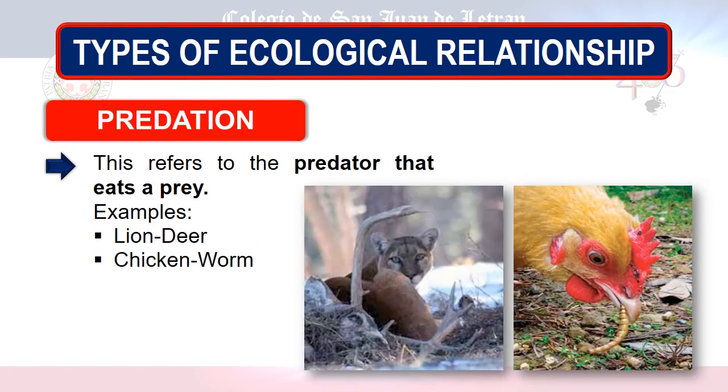Let's now proceed to predation. Predation is a biological interaction where one organism, the predator, kills and eats another organism, its prey. An example of this is when a lion, which is the predator, eats the deer, which refers to its prey. Another example is between chicken and worm.